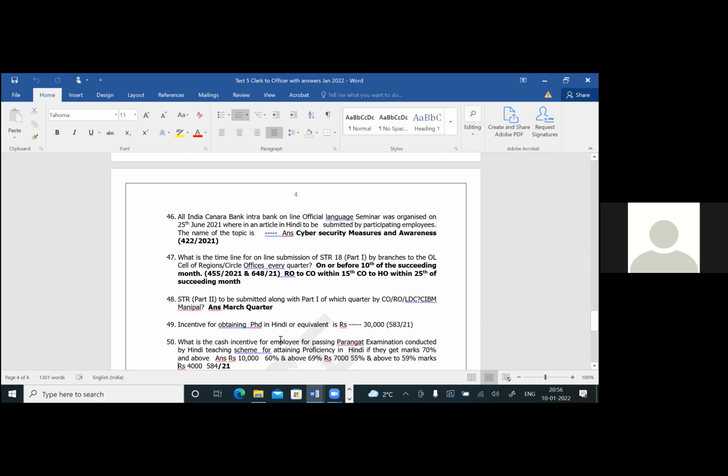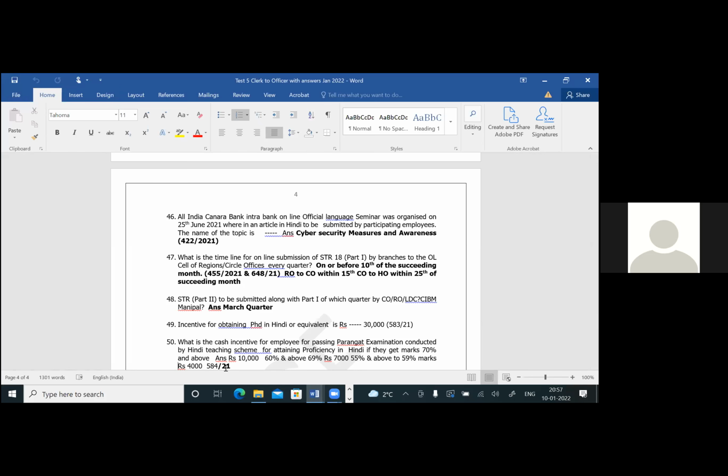And the last question for the day: what is the cash incentive for employees for passing the Pragya examination conducted by Hindi teaching scheme for attaining proficiency in Hindi? If they get marks 70 and above, they will get 10,000. If they get 60% and above up to 69, they will get 7,000. If they get 55% and above up to 59%, they will get 4,000 rupees. It is given in HO circular 584/2021.